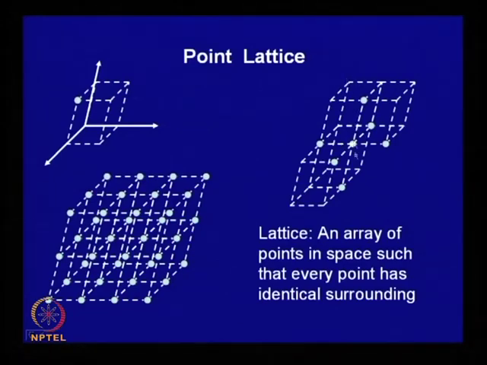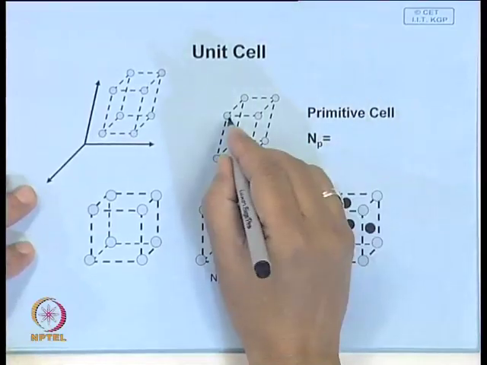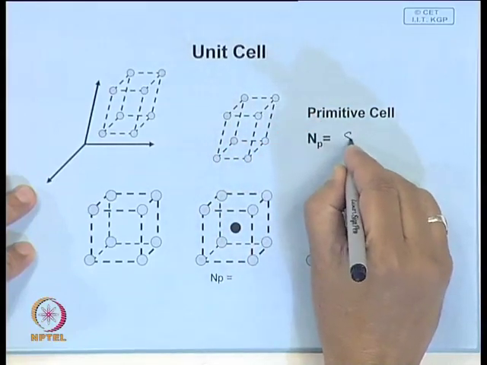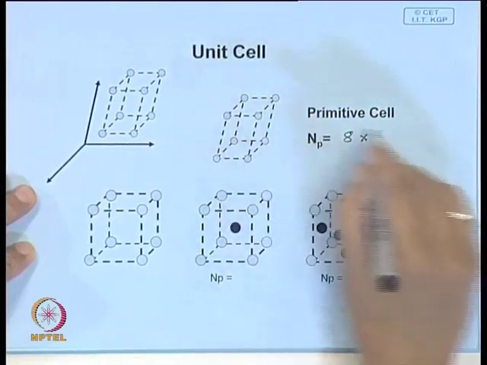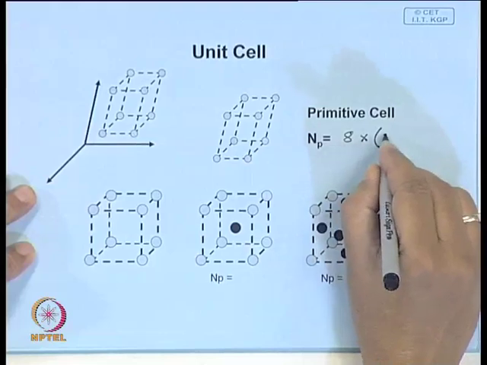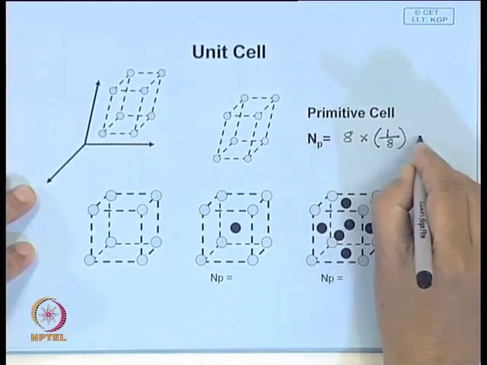Now, here how many adjacent unit cells are there to this point? You have 1 here, 2 here, 3, similarly another here, 4, 4 this side, similarly 4 on this side as well. So, this point is shared by 8 nearby unit cells. So, therefore, you can see that this primitive cell has 8 corners, but each corner point is shared by 8 such neighboring unit cells. So, the contribution of each is 1/8. So, this is 1.